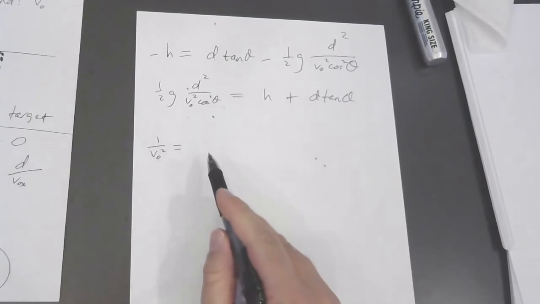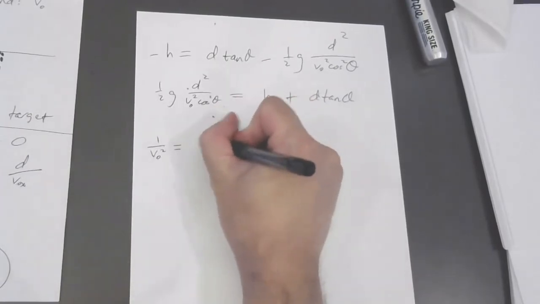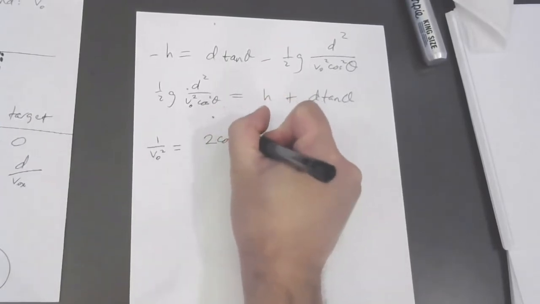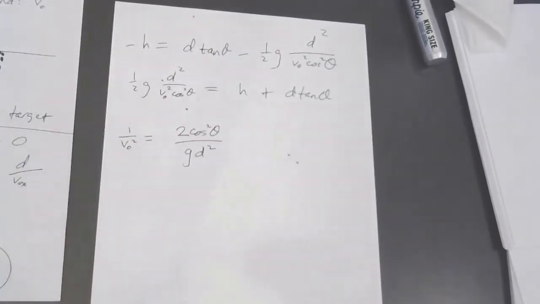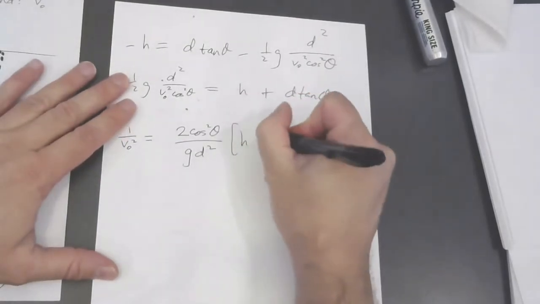So out front here, what do I have? 2 cosine squared theta over g d squared. I believe I did that right. And don't forget I still have this quantity.